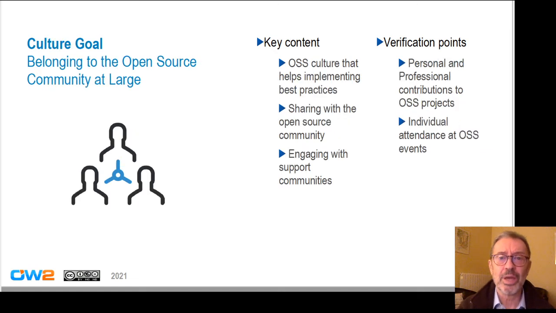The third goal is what we call the culture goal, is to make sure that the individuals don't do that in isolation within their own organization, in a silo, but are aware that they belong to the open source community at large, that they can communicate with other developers, other organizations, share concerns, share expertise, and be able to leverage the power of all this networking that the open source community is offering.